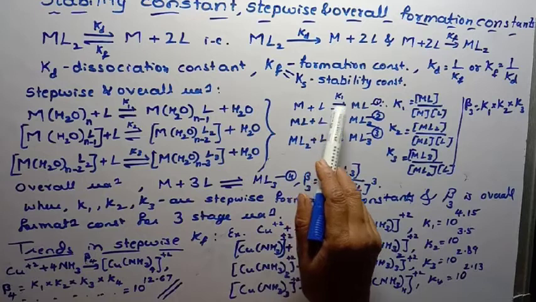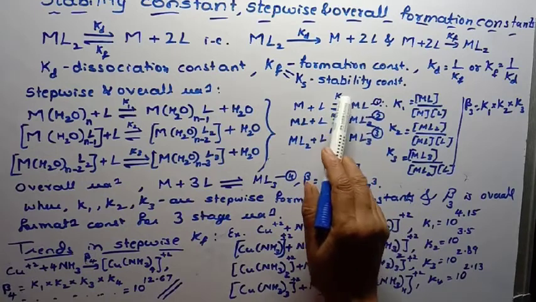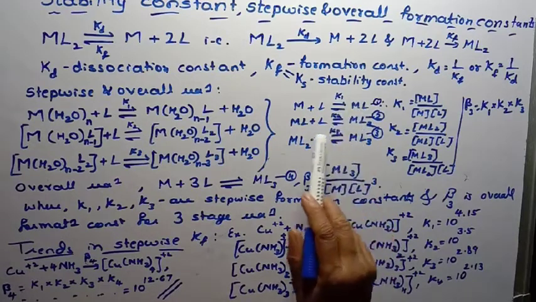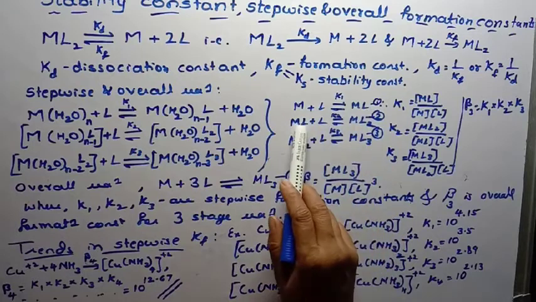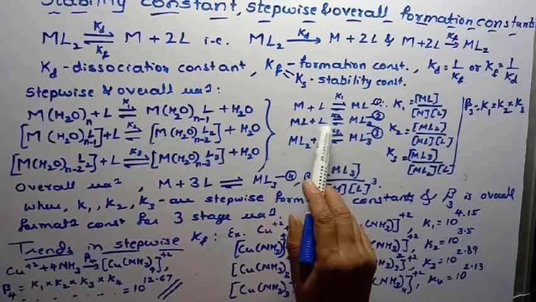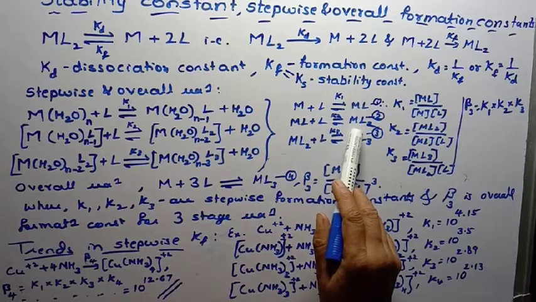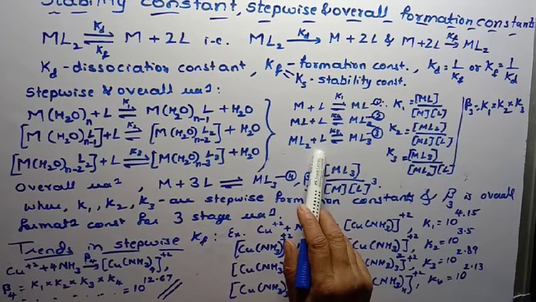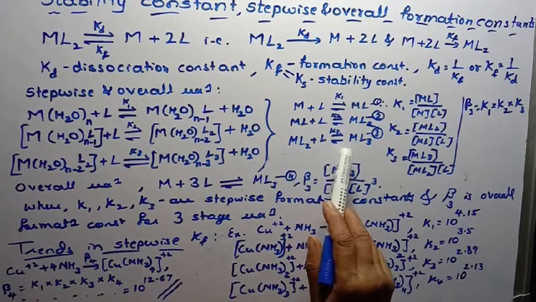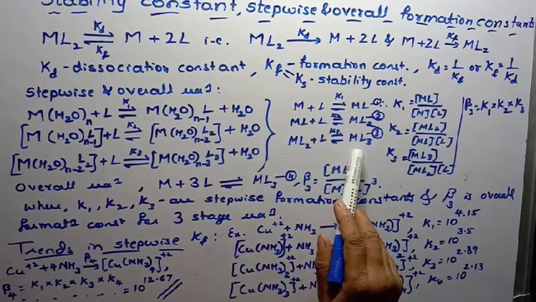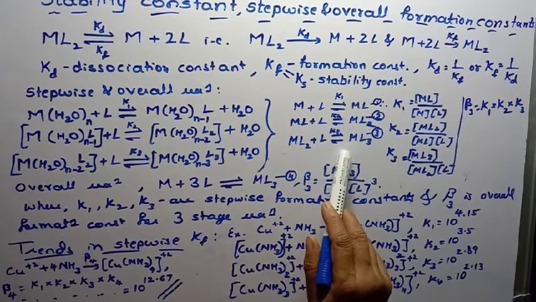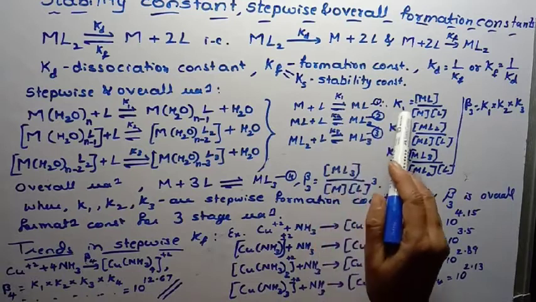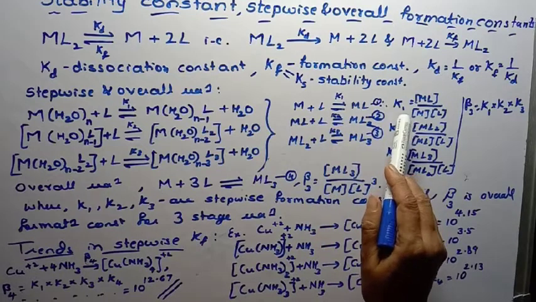M plus L forms ML. The equilibrium constant is K1, the formation constant for the first step. Similarly, ML, the formed complex, when it reacts with one more ligand, forms ML2, and K2 is the formation constant. When ML2 reacts with one more ligand, it gives ML3, and K3 is the stepwise formation constant. In each case one can write K1 according to equilibrium rules.